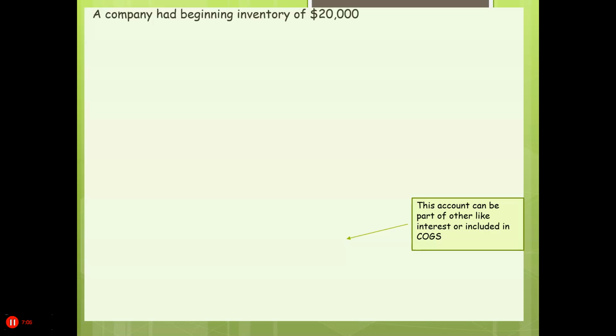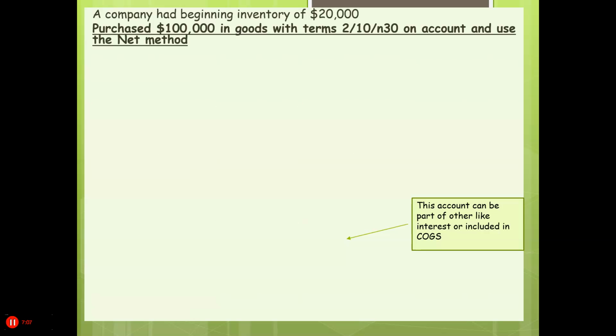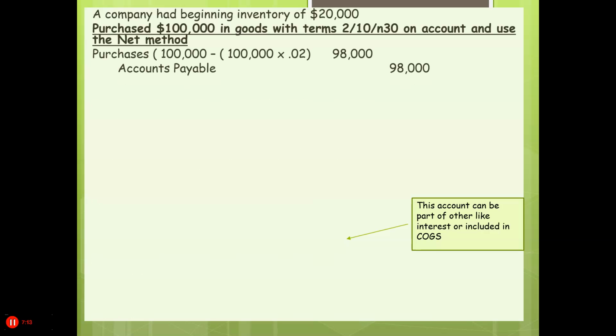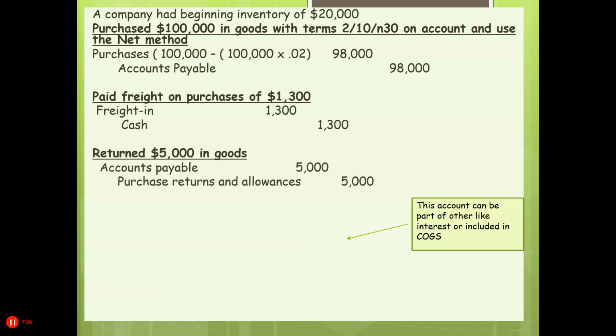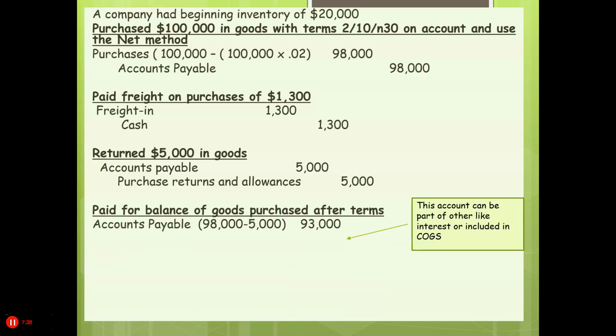A company had beginning inventory of 20,000. They purchased 100,000 in goods, 2/10 net 10 on account. They're using the net method, so they had to subtract out the discount, early payment, paid freight in, returned 5,000. Now remember, we're doing periodic, so we have to use all these accounts. If we weren't, freight in would instead be inventory, purchase returns and allowances would also be the inventory account. And then if we didn't pay within terms, then we're going to use our purchase discount lost and cash.